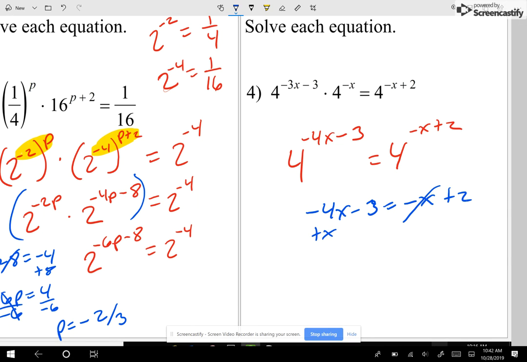Let me add an x. Let me add 3. I have that negative 3x is equal to 5. Divide by negative 3. Positive divided by negative, it's still a negative. I'm bringing the negative to the front of the fraction. 5 over 3, I'm just going to call that negative 5 over 3.